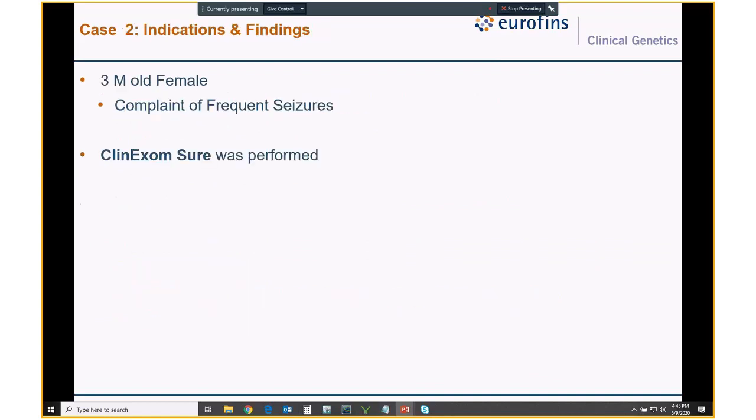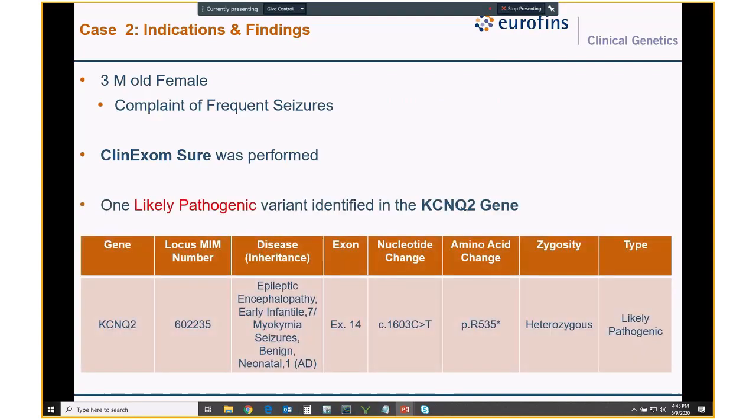We did get another case, a 3-month-old female. The information given to us was only recurrent frequent seizures. Other information was not available. We followed up with the doctor, and the doctor said, okay, I will try to get more information for you when the patient visits again. However, here also we were able to give a likely pathogenic variant. And here again, it's a different channel. Here it's a potassium channel.